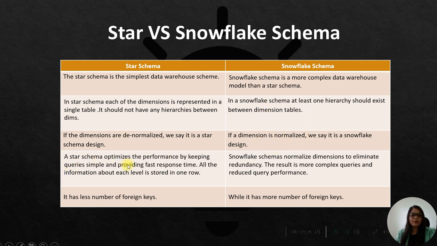A star schema optimizes performance by keeping the query simple and providing fast response time. All the information about each level is stored in one row. In Snowflake schema, dimensions are normalized to eliminate redundancy. The result is more complex queries and reduced query performance. Star schema has fewer foreign keys, but Snowflake schema has more foreign keys.